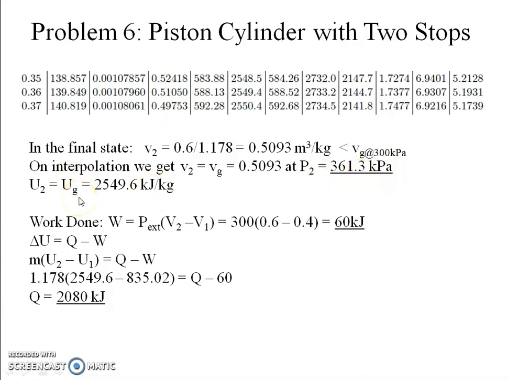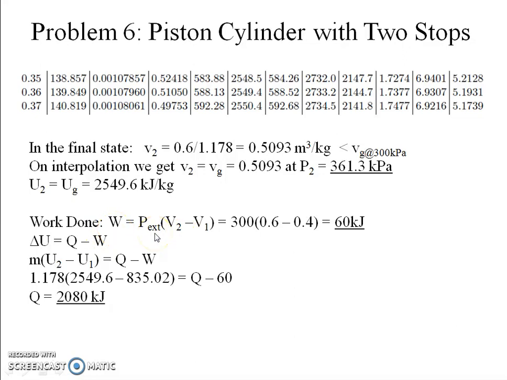Then I have to calculate U2, that is the internal energy at the final state. That should be equal to the internal energy of the saturated vapor. So I will again interpolate between these two values, 2549.4 and 2550.4, and I get the value as 2549.6 kilojoules per kg. Now I have the mass, U1 and U2. The only thing left to be calculated is the work done.